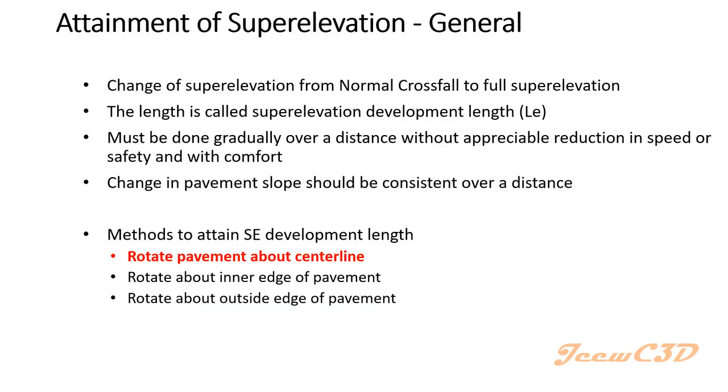It should be gradual, over a distance, without appreciable reduction in speed or safety or comfort. When you are rotating the pavement, you have to rotate it along some distance of the road. That should be a gradual variation of the pavement rotation, so that it might not feel to the driver that there is a change in the cross slope of the road. We call it the comfort effect of the road. So when we are rotating the road, it should be rotating at a rate that is comfortable for the driver.